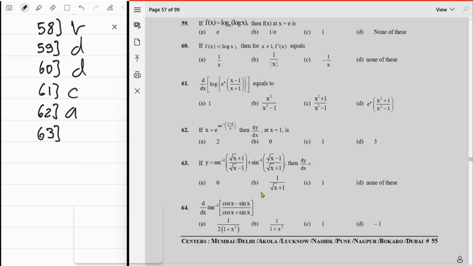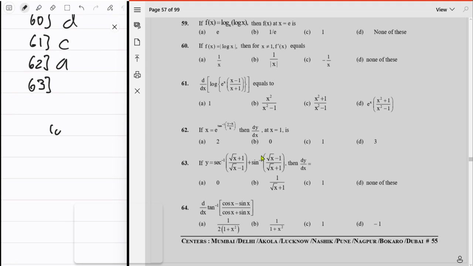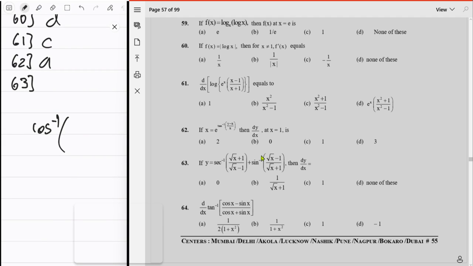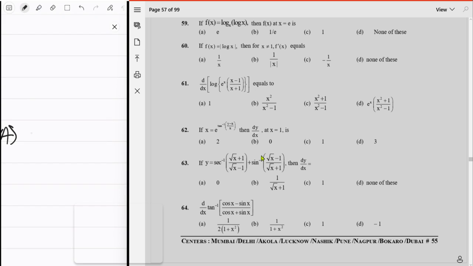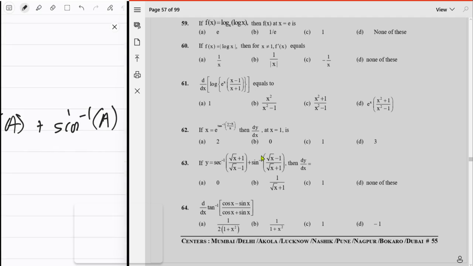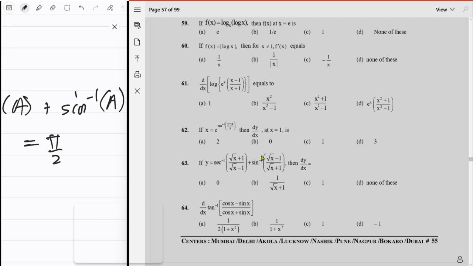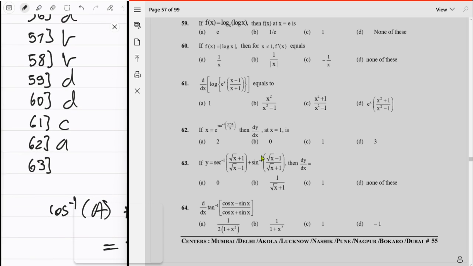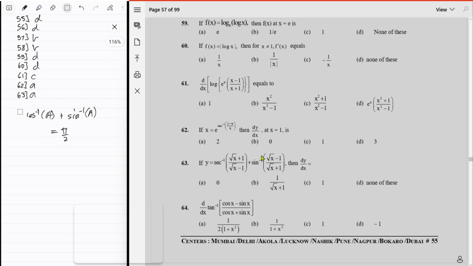If y equal to this thing, then dy upon dx is secant inverse of this thing plus sine inverse. So it's like cosine inverse of, so the inside stuff, just call it a. The sine inverse of a, what? It's just pi upon 2. Anybody knows that. So yeah, dy upon dx is 0. Next question. 64.